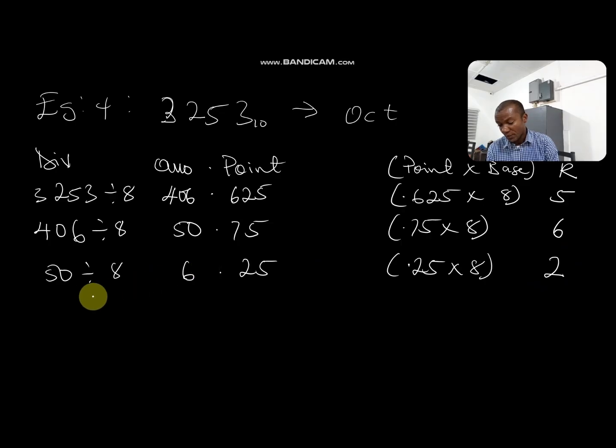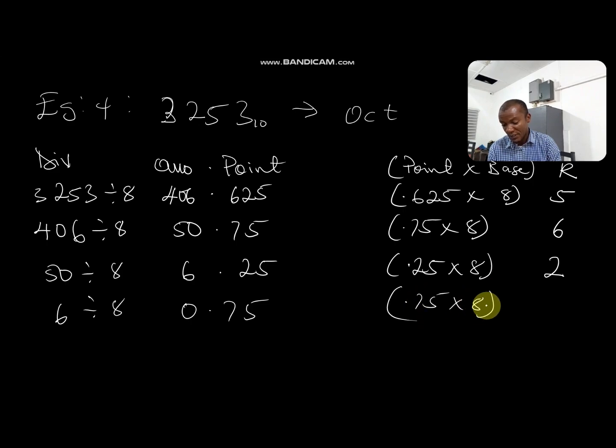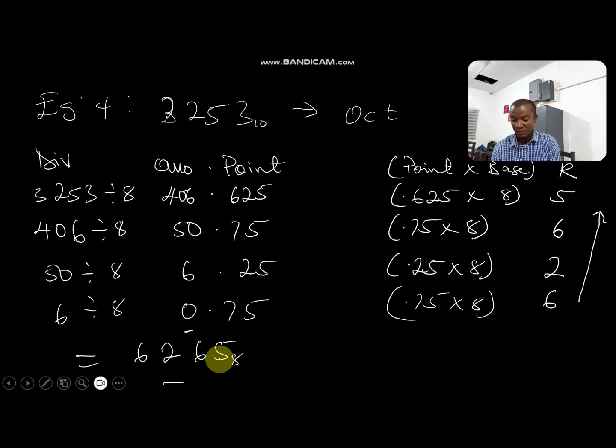Then I'll bring my 6 here, divided by 8. 6 divided by 8 will give me 0.75. To get my r, 0.75 times the base 8, and this will give me 6. Anytime you have 0 as your quotient, you end it there, then you read your answer. So my final answer is 6265 base 8.